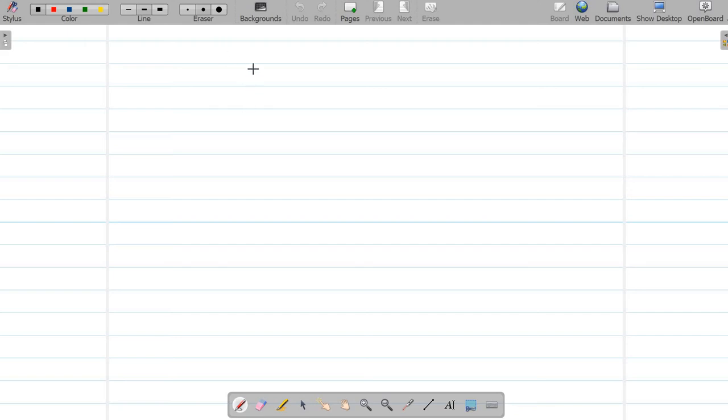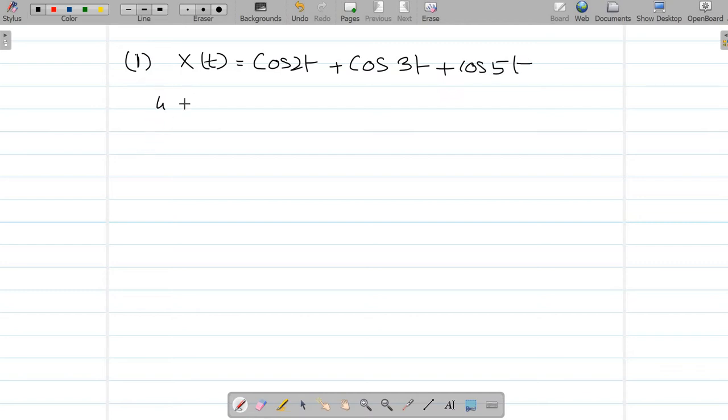Let us take up the following problem. Let us try to find out whether the following signal is periodic or not. Let x of t is equal to cos 2t plus cos 3t plus cos 5t. So we want to find out whether the signal is periodic or not. It's periodic.